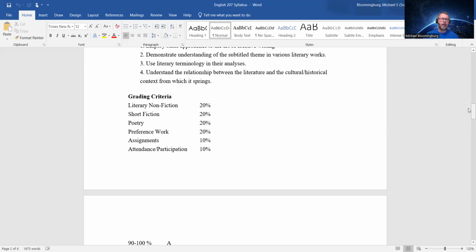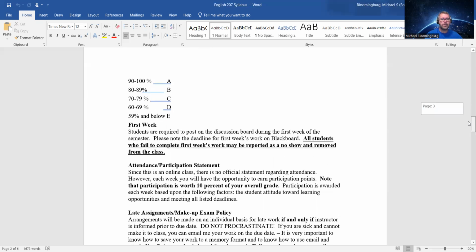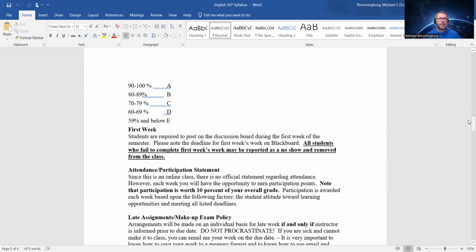Any assignments you're asked to complete, including discussions, is worth 10%. And attendance, which isn't so much at the forefront of our online class, but participation certainly is, and that's 10% of your grade. And you can go down and see the corresponding grading scale. 90 to 100 is an A, 80 to 89 is a B, 70 to 79 is a C, and so forth. If you have questions about the grading scale, please feel free to reach out. I'll be happy to answer any questions you have.